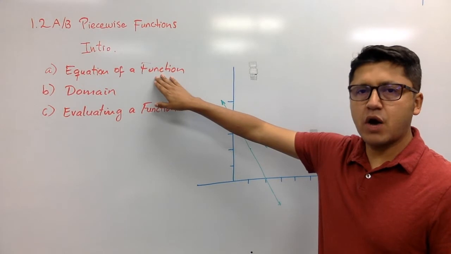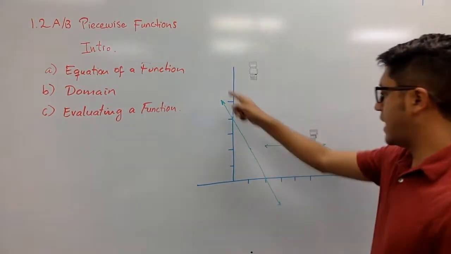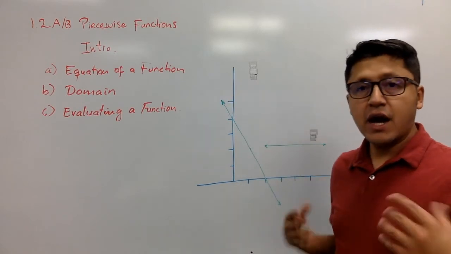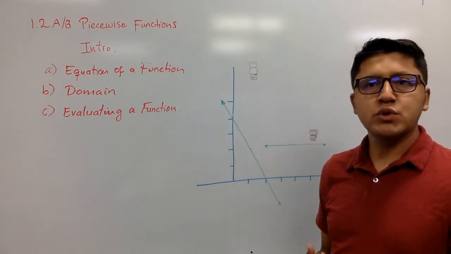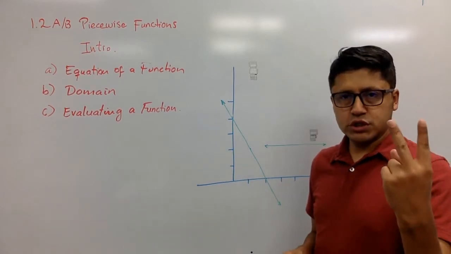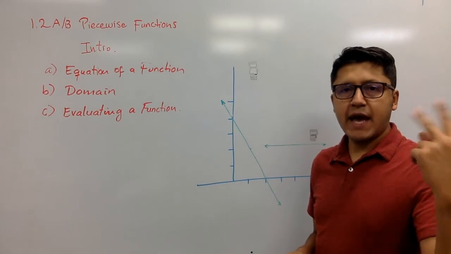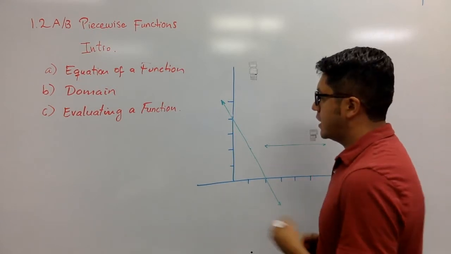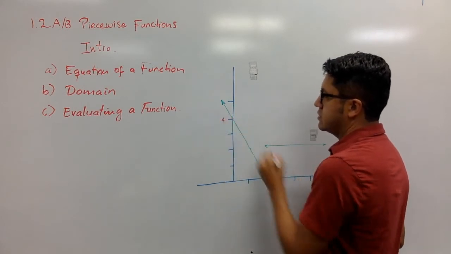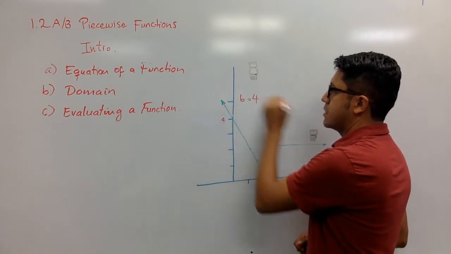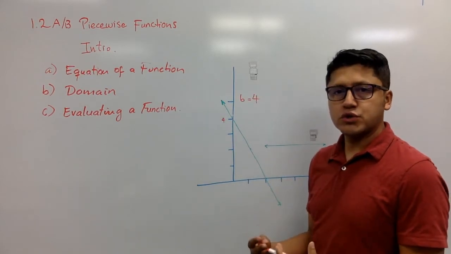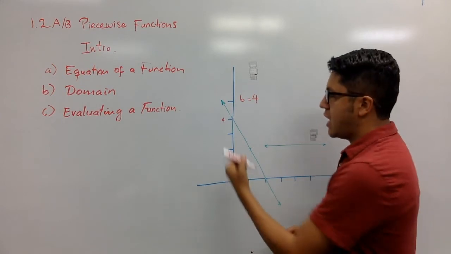First, let's remember how to find out the equation of a function. I have two lines over here. The first one is a straight line. I know it's a linear function, so if I want to obtain the equation of that function, I just take into account two things, the y-intercept and the slope. As you can notice, the y-intercept here is located at 4, so b is 4.